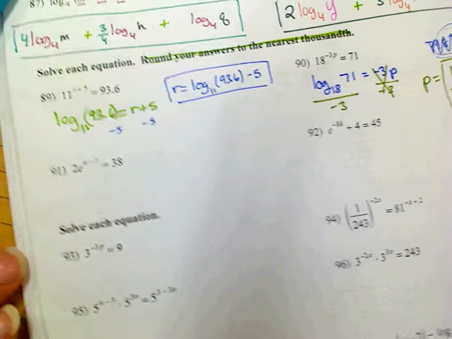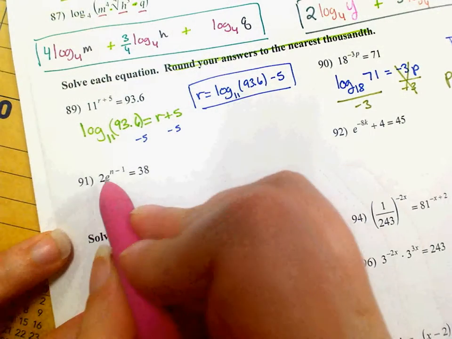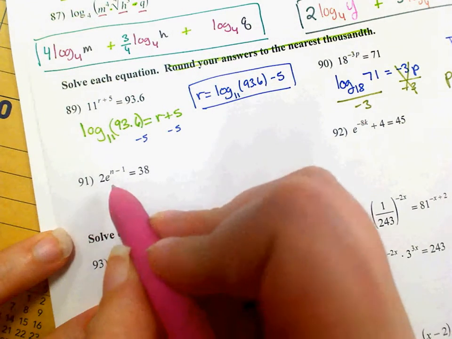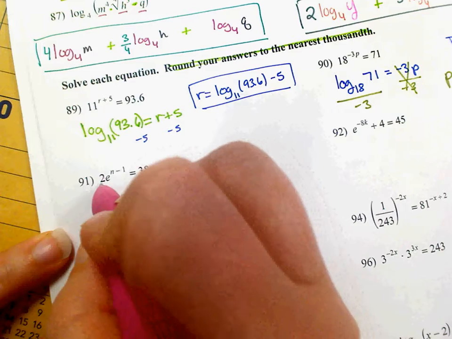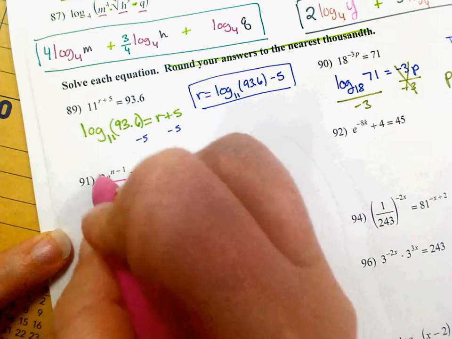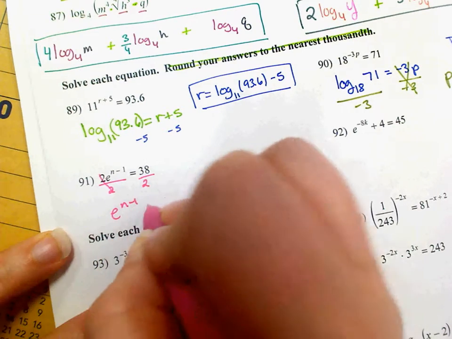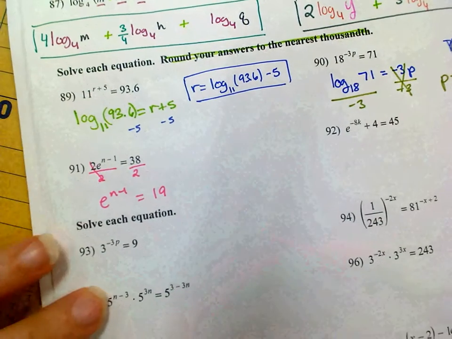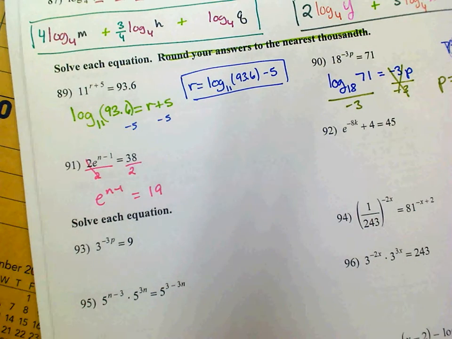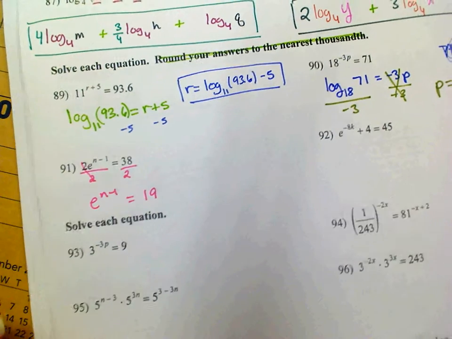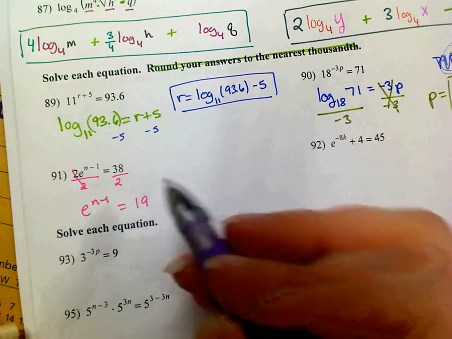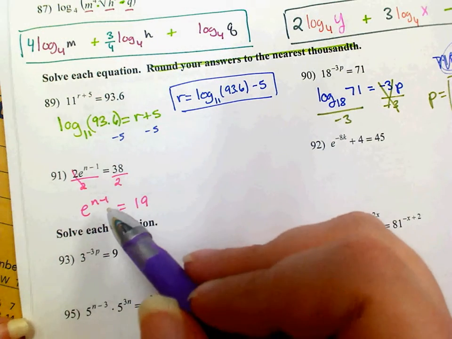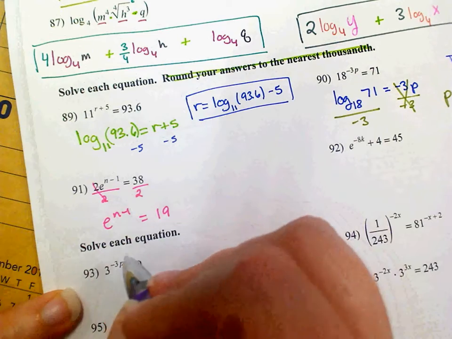Number 91. The exponential e to the n minus 1 is not alone. It's being multiplied by 2, so I need to get rid of that first by dividing. So I've got e to the n minus 1 equals 19. And so a couple different ways to do this. One is to recognize the fact that natural log and e cancel each other out. So I'm going to work this two different ways.